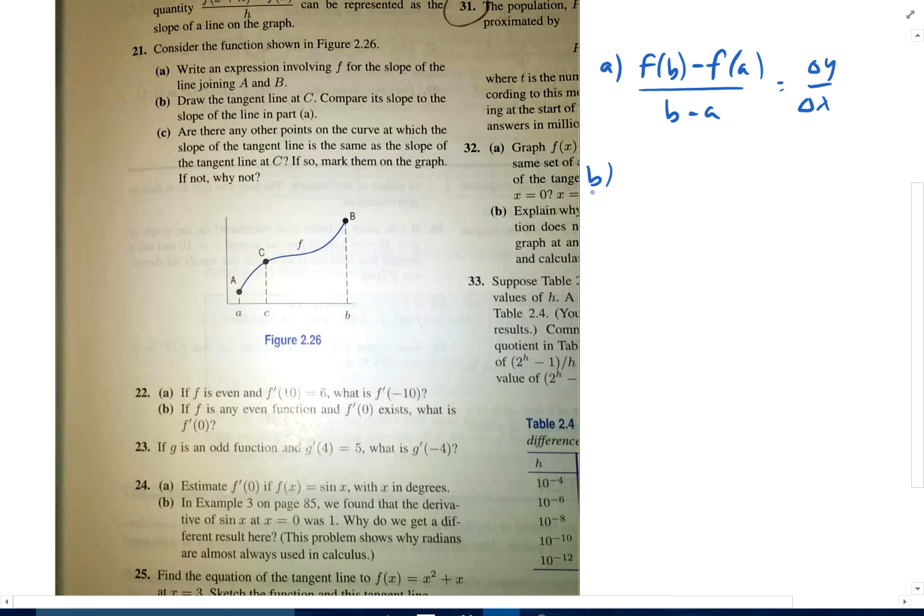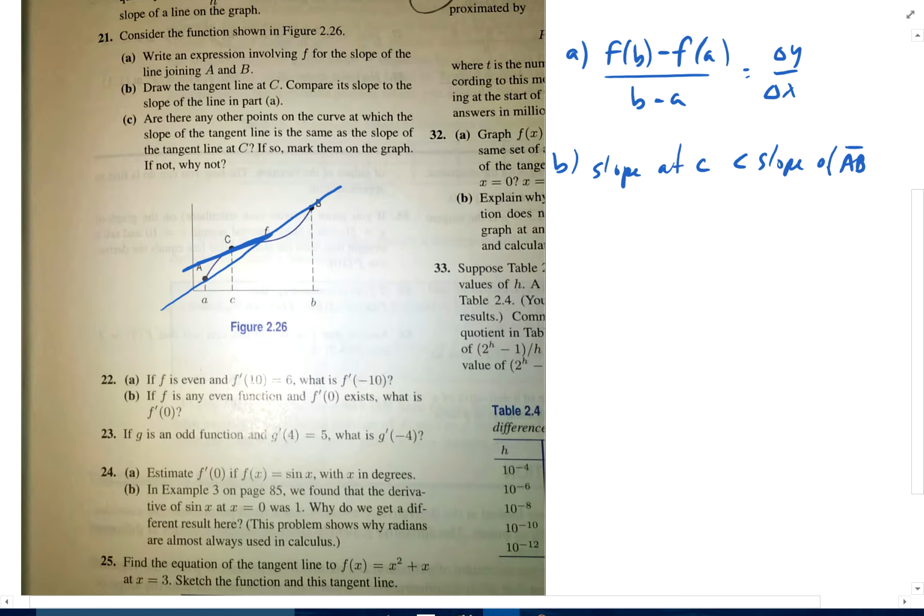Draw a tangent line at C. So it looks like something like that. Compare its slope and the slope of this line. Well, certainly the slope at C is less than the slope of segment AB. Does that make sense? Just a little shallower.